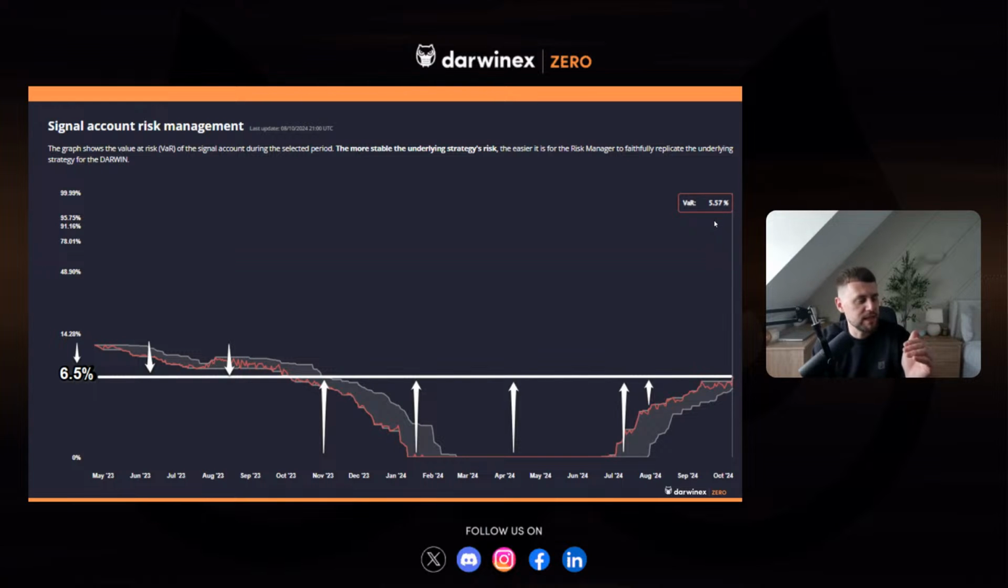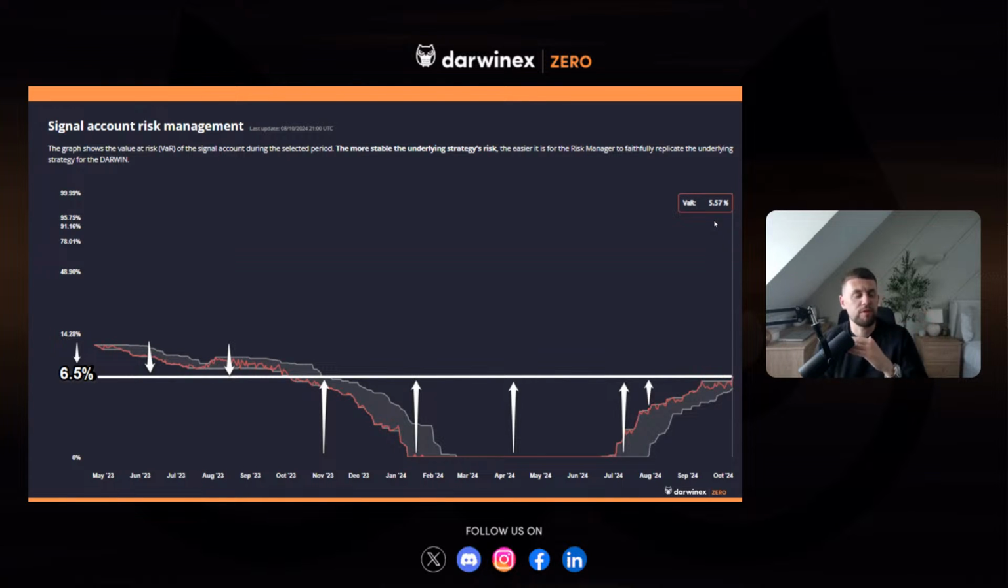Now, we've made it nice and easy for the purpose of this presentation, and we've highlighted the 6.5% value at risk line. You can see that when the chart is above the 6.5% value at risk line, the risk engine is going to be tuning the strategy's position sizing down because you're operating at too high of a risk exposure.